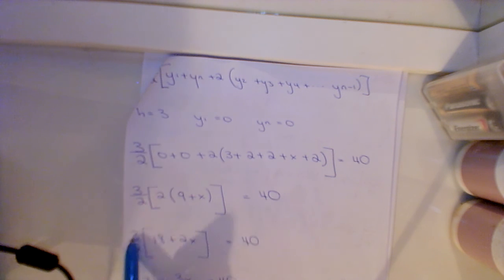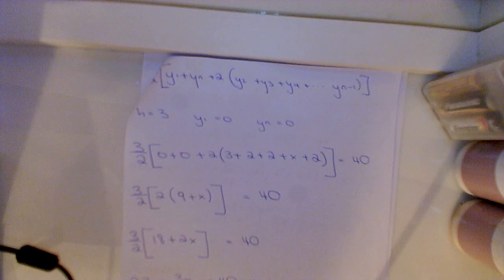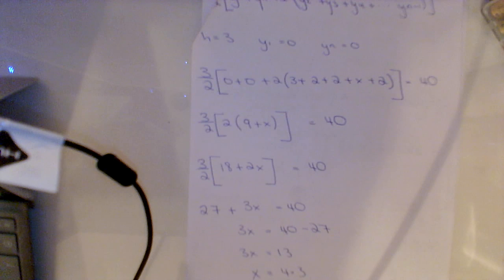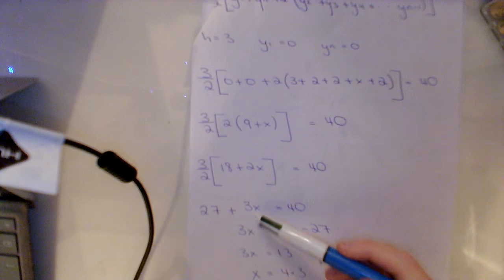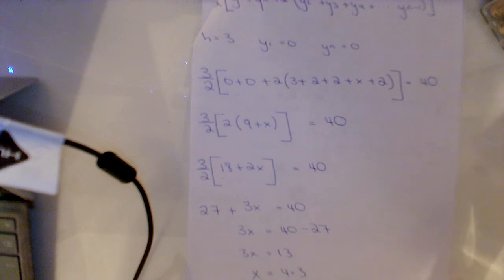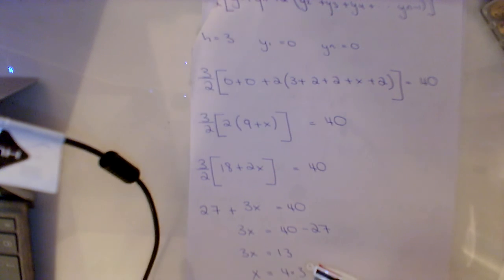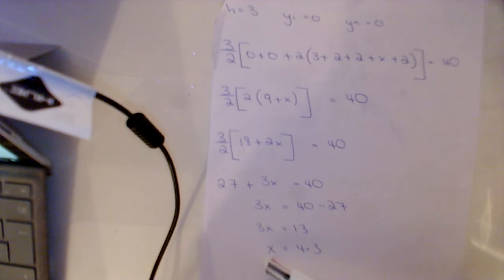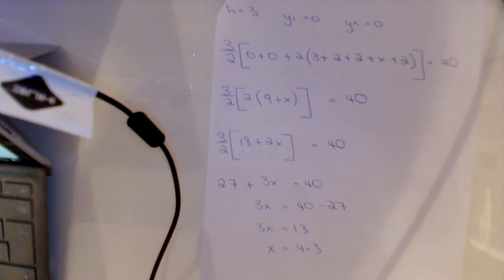So I'll have 3 over 2 bracket 2 times 9 will give me 18, 2 times x will give me 2x, which is equal to 40. Then multiplying 3 over 2 times 18, I will get 27, and 3 over 2 times 2x, I'll get 3x, and that's equal to 40. Then I'll have 3x is equal to 40 take away the 27, 3x is equal to 13, and I will then divide across by 3 to find x is equal to 4.3.